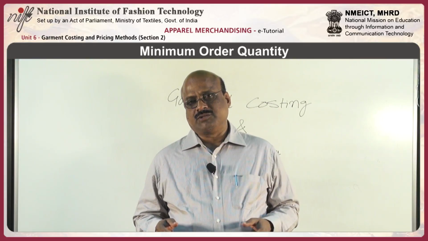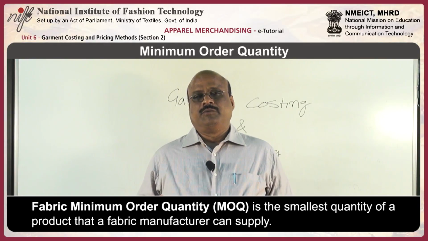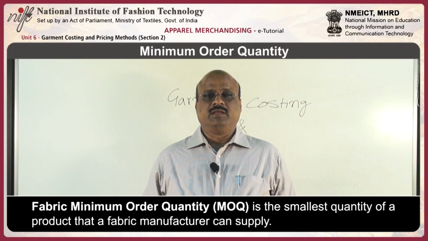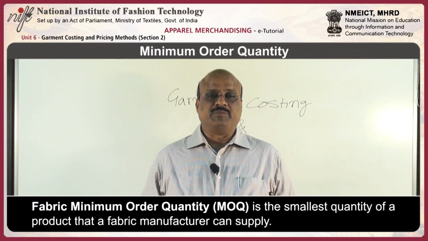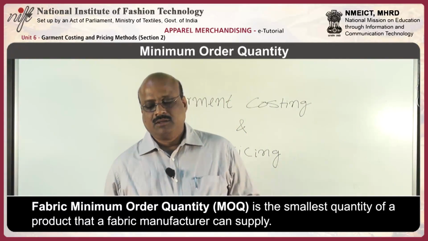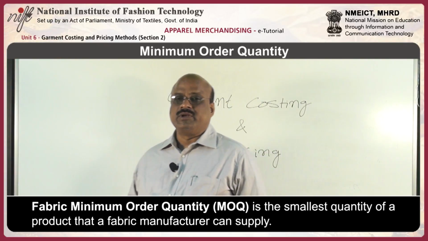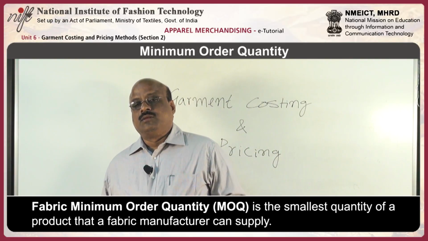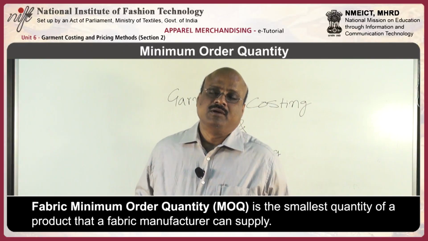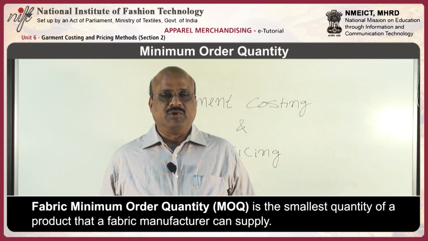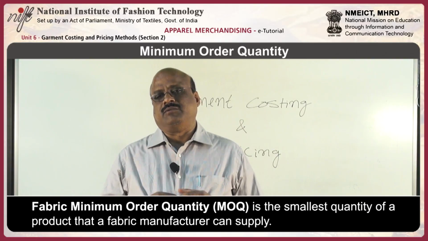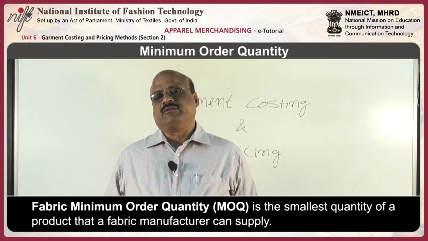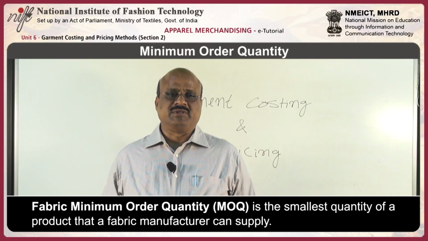MOQ. It is called MOQ. Fabric minimum order quantity is nothing but the smallest quantity of a product that a fabric manufacturer can supply. Below that quantity it is difficult for him; it doesn't make economic sense or financial viability to supply less. So a minimum order quantity is required for any order to be accepted by the fabric supplier.